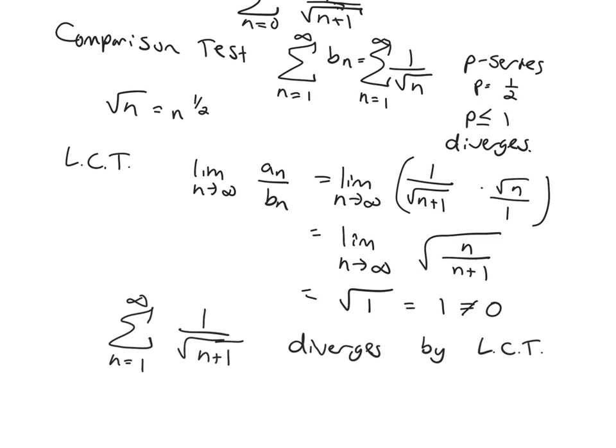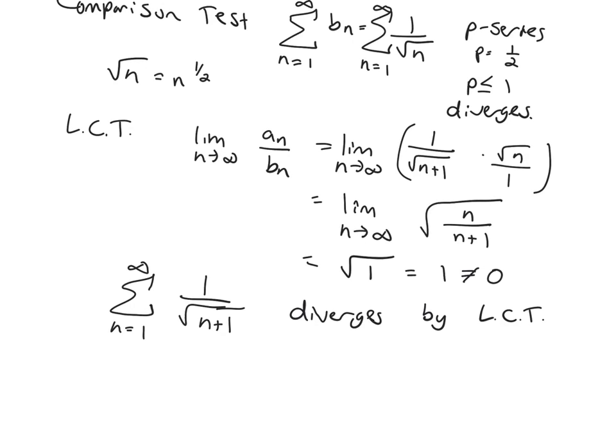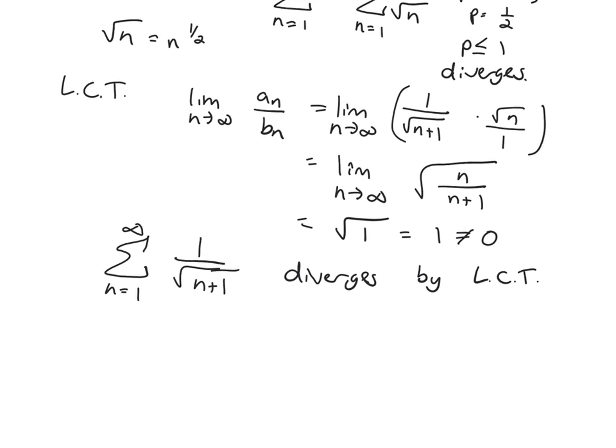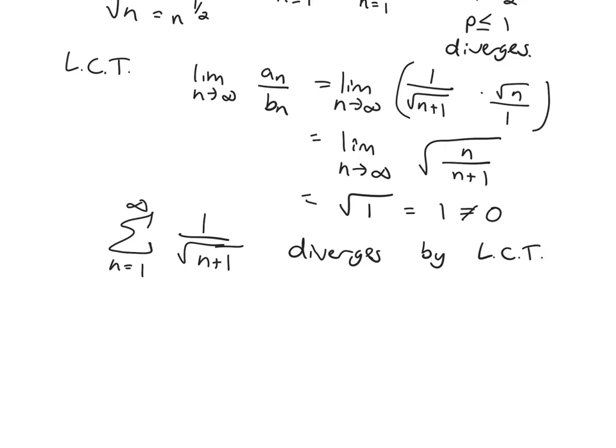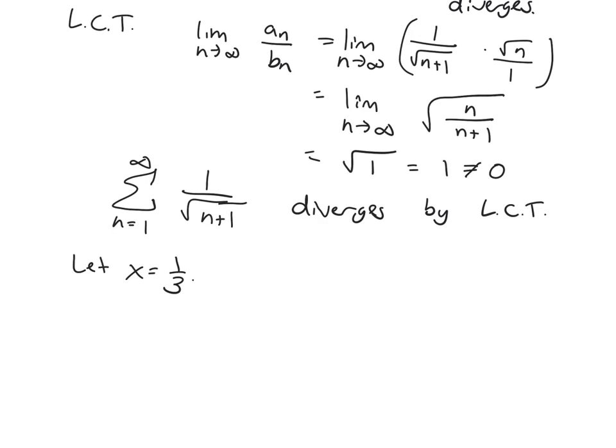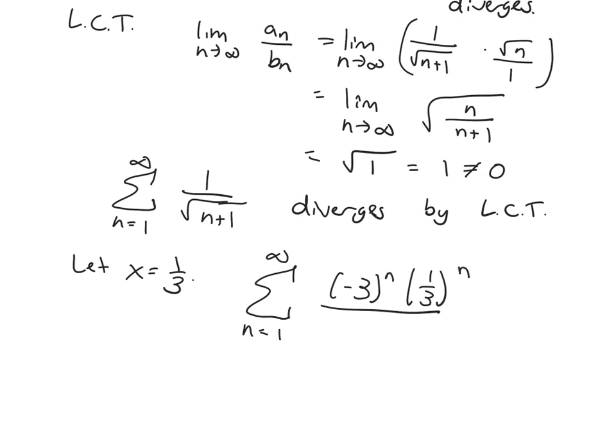So I know I'm not going to include negative 1/3 in my interval, but I still need to check if I need to include 1/3. Let x equal 1/3 and plug that in now. So I'm going to plug it in. 1/3 to the n.